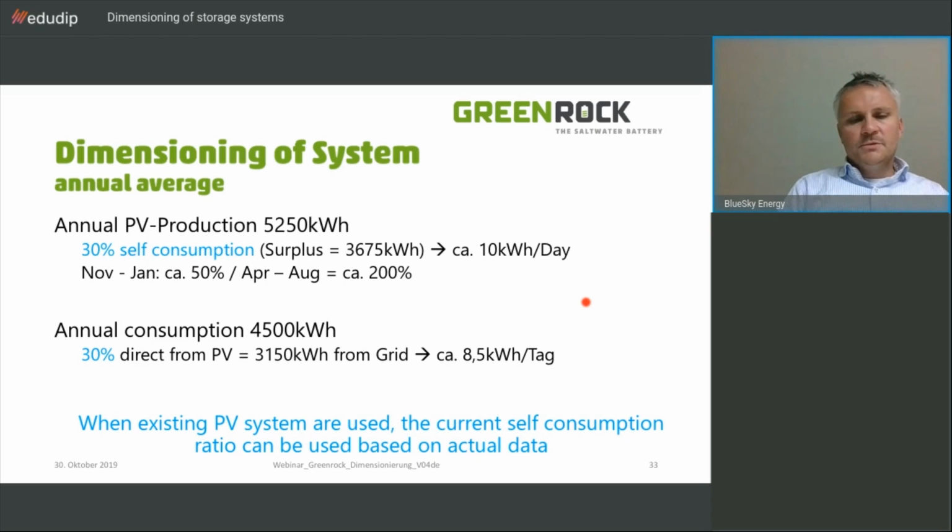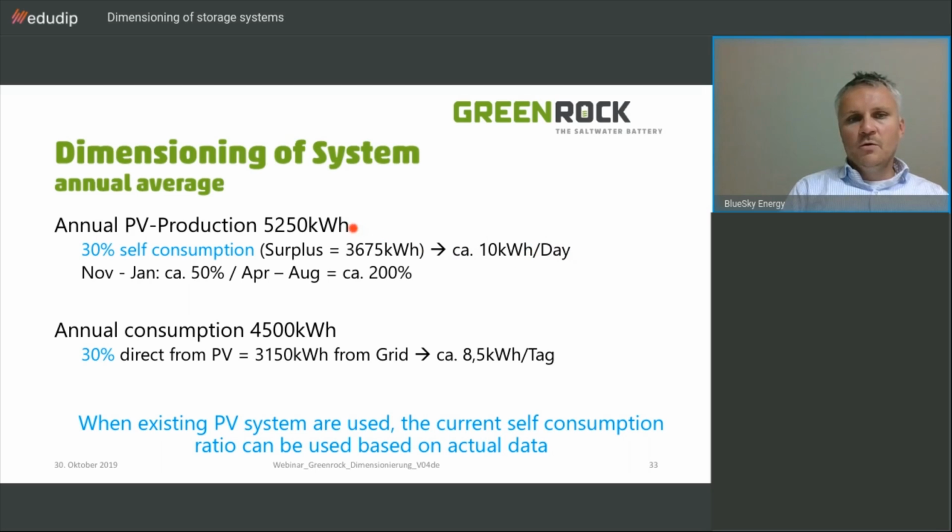So that was the basic consumption of our example, what we had beforehand. We had an annual PV production of 5,250 kilowatt hours. We had 30% self-consumption. So the surplus was 3,675 kilowatt hours. That was the very, very basic information what we had from that system. So we are saying that in terms of how to dimension the storage system without factoring in EMS effects like load shifting, the average storage system in that case should be 10 kilowatt hours.